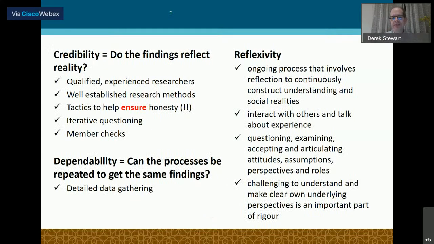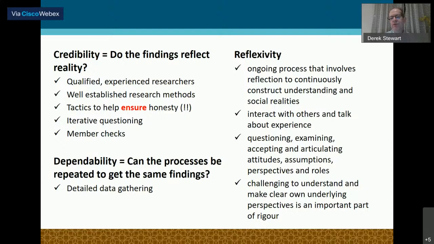So we've got this thing, credibility, and that just means: do the findings reflect reality? What we're trying to get here is honesty from the participant. So we need very qualified, experienced qualitative researchers. We need to use really well-established research methods, with people who know what we're doing. And we use tactics to ensure honesty. I always think this is funny, and I've taken it from other places. How do we get honesty? If I'm being interviewed and I know the purpose of this interview, I'm more likely to give my real experience. I'm not going to make it up because I think I've been checked.